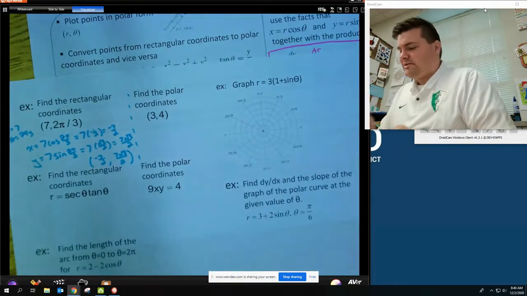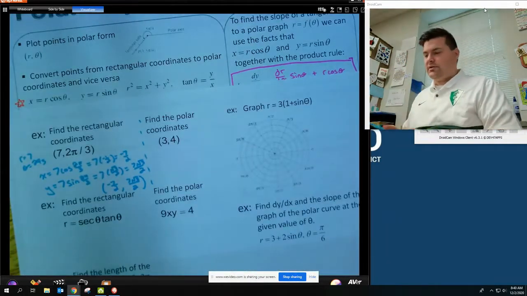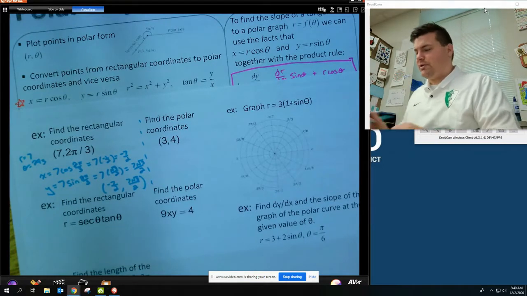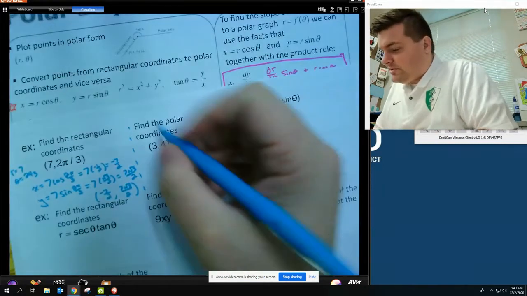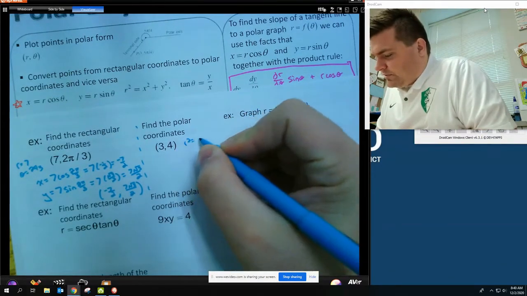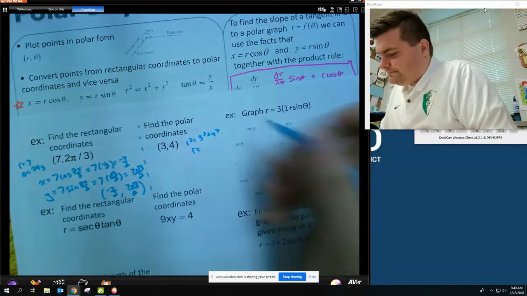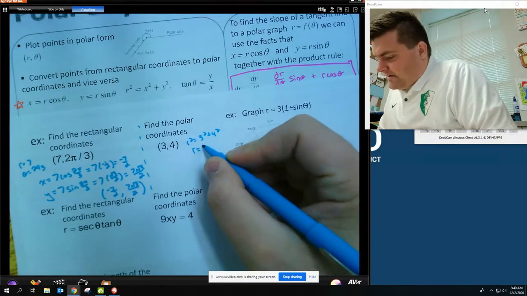Okay, polar coordinates. So now we have to use these two equations here to go from rectangular to polar. So to find r, we get to use this equation for r squared. So we're going to get r squared equals 3 squared plus 4 squared. That's a Pythagorean triple, so r is going to equal 5.